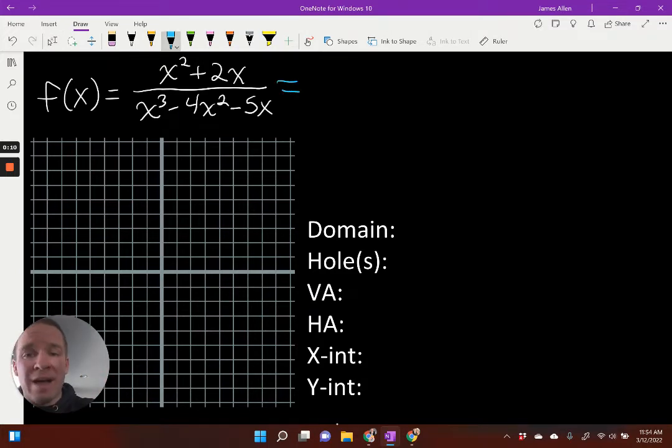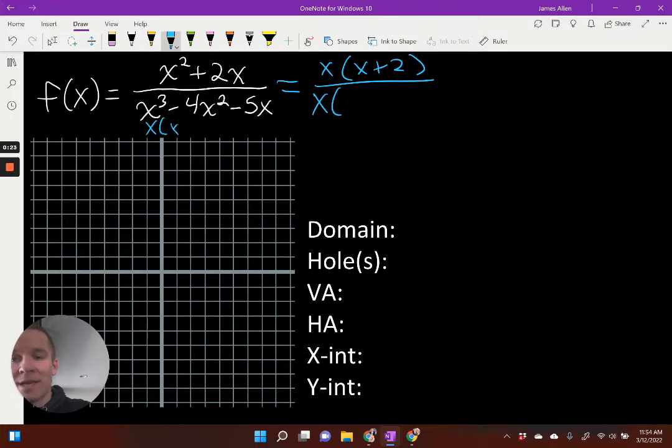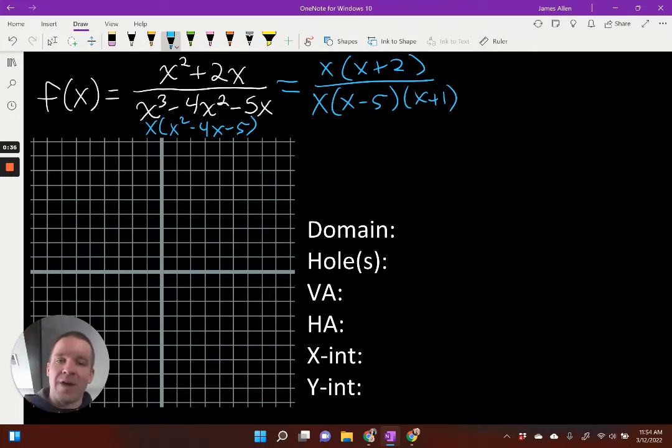Alrighty, so I'm going to have a GCF in the numerator, x, and then I'll have x plus 2 left over. In my denominator, I'm going to pull out an x, and then I'm also going to have to factor what would be left over, which would be a quadratic, right? So I'd have x and then x squared minus 4x minus 5. So what multiplies to negative 5 and adds to negative 4? That would be x minus 5 and x plus 1. Negative 5 and 1 multiplies to negative 5, adds to negative 4.